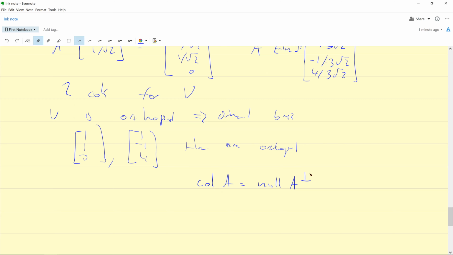Or this is what it was. What was the theorem? I think the column space of A perp is the null space of A transpose. Yeah, that also helps.